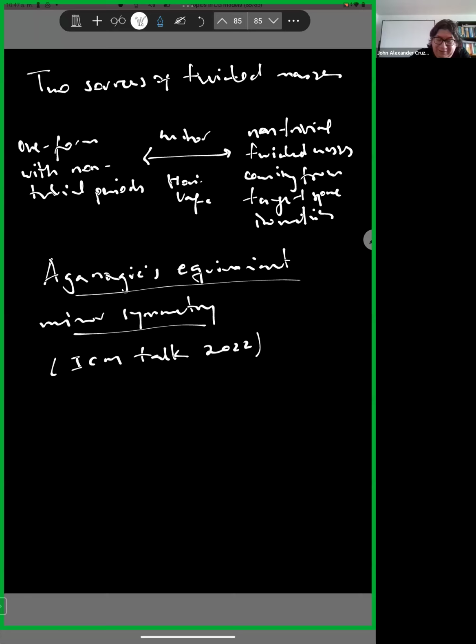So what is actually the context of this Aganagic equivariant mirror symmetry, where actually we will find these Landau-Ginzburg models with twisted masses. So let me consider this X. Sorry, this X is a Calabi-Yau.